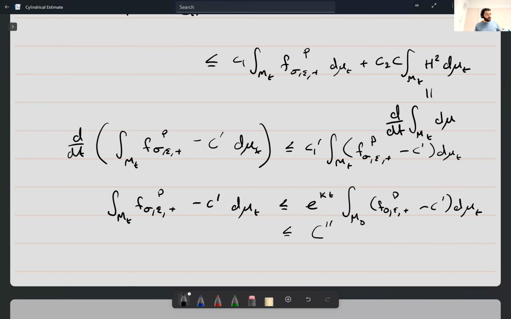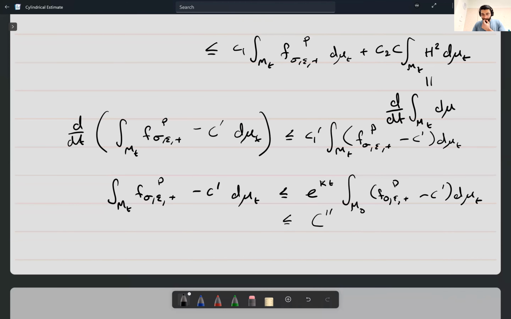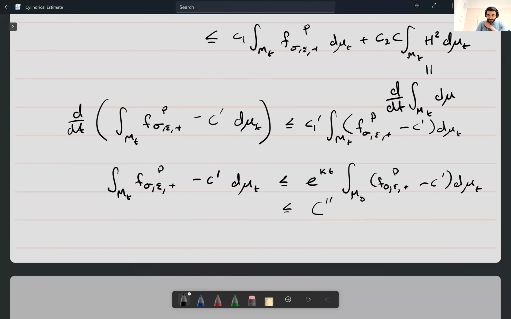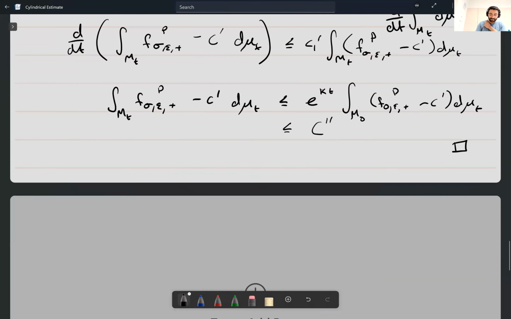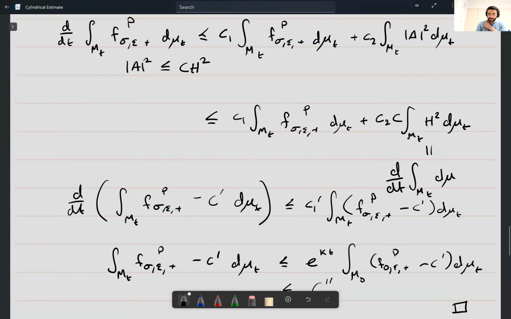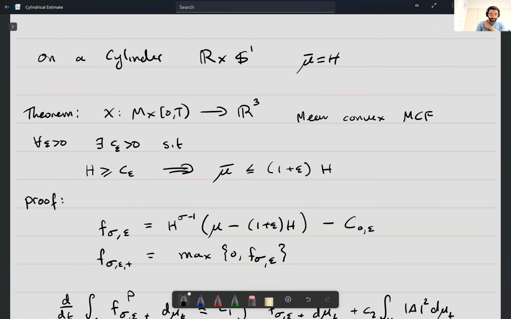So now, to finish off this, well, the rest of the argument, I think it's very similar to the calculation Devesh did for the convexity estimates a while ago. So I'll just leave it there because I didn't want to do that whole argument all over again. Okay, so that's the cylindrical estimate. Does anyone have any questions about that?